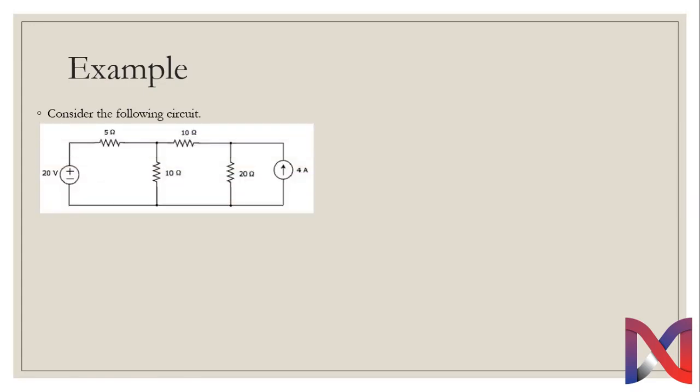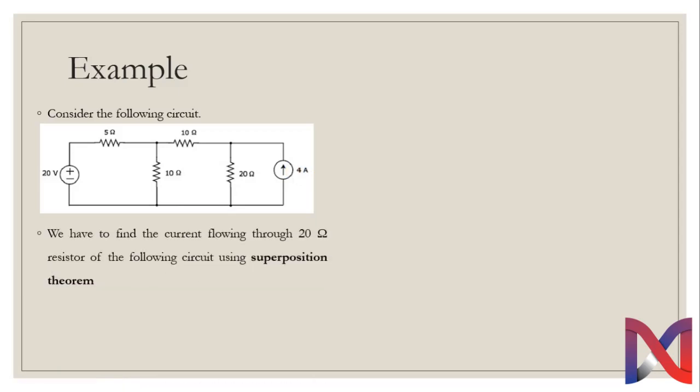Consider the following circuit. It has a 20 volt independent voltage source, 5 ohm resistor, 10 ohm resistor, another 10 ohm resistor, then a 20 ohm resistor, and at last there is a 4 ampere independent current source. Now we have to find the current flowing through the 20 ohm resistor of the following circuit using superposition theorem.